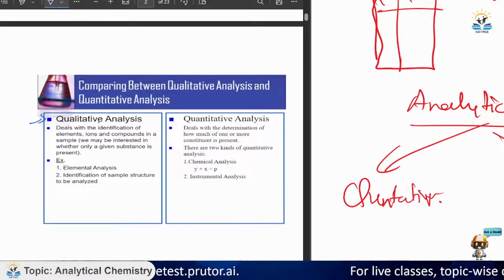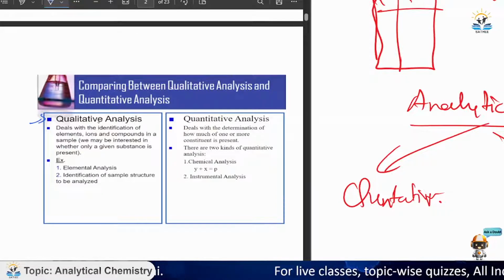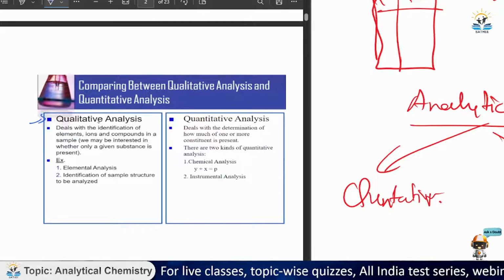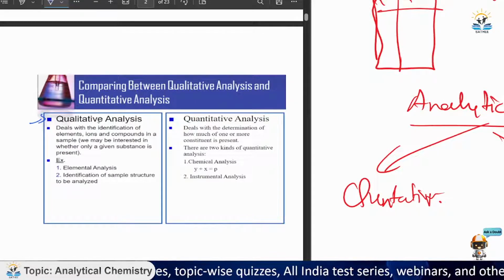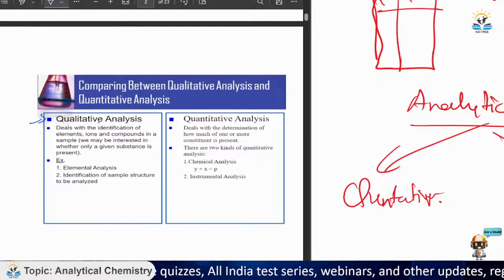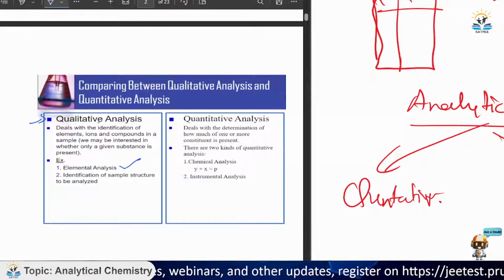Qualitative analysis deals with the identification of the elements, ions, and compounds in a sample. We may be interested in whether a substance is present. So in qualitative analysis, we generally measure the quality of the substances which are formed or which reacted to form that substance. Here we identify the elements or ions it is forming, like whether it is forming a negative ion, a cation, or any chemical changes like that. Example: elemental analysis, identification of sample structure to be analyzed.